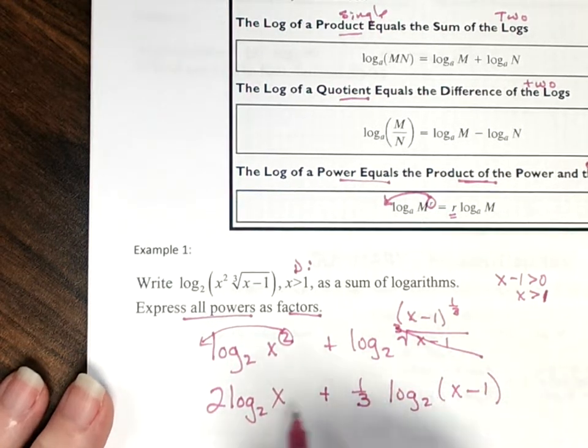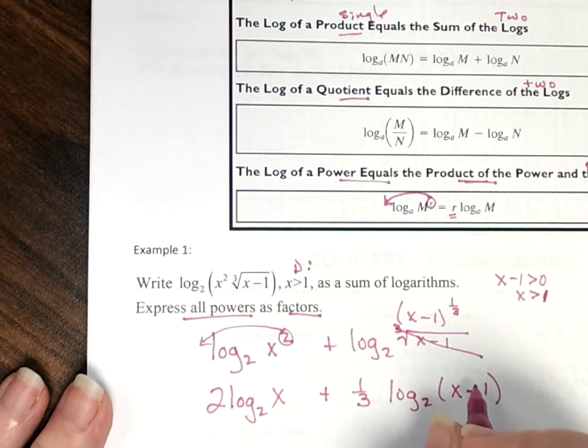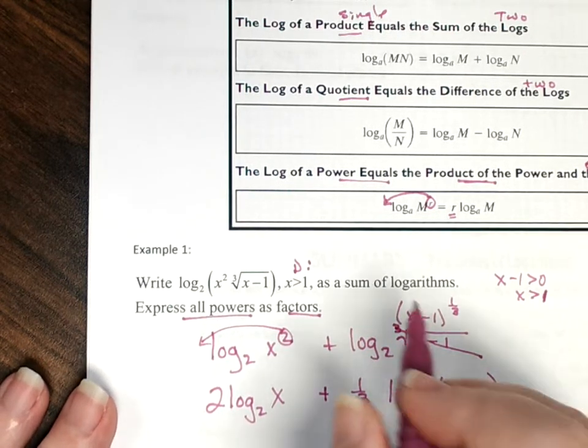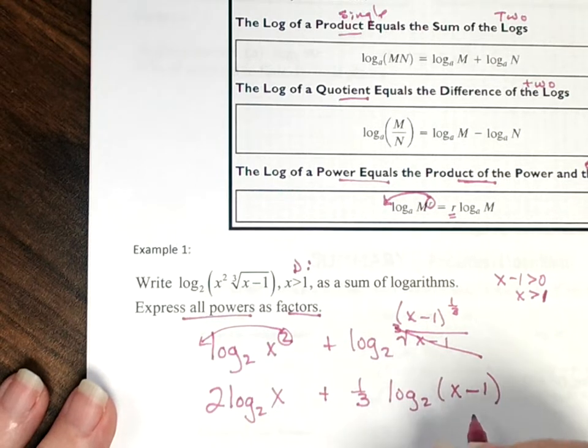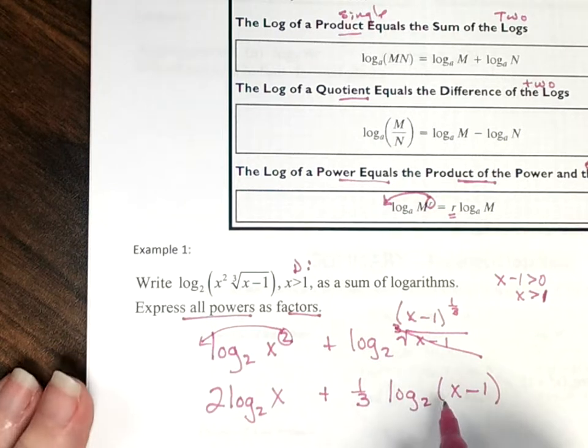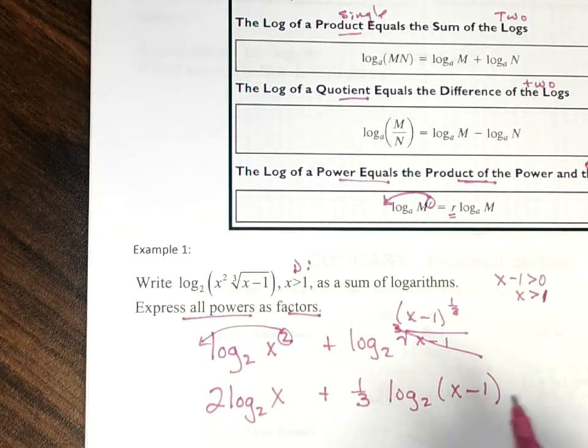Isn't that a lot easier to see that the argument, x, has to be greater than 0 for this part, x has to be greater than 1, and we use the most restrictive, and so x is greater than 1 is actually our domain. This is now written as factors because you multiply factors: 2 times log base 2 of x plus 1/3 times log base 2 of x minus 1.